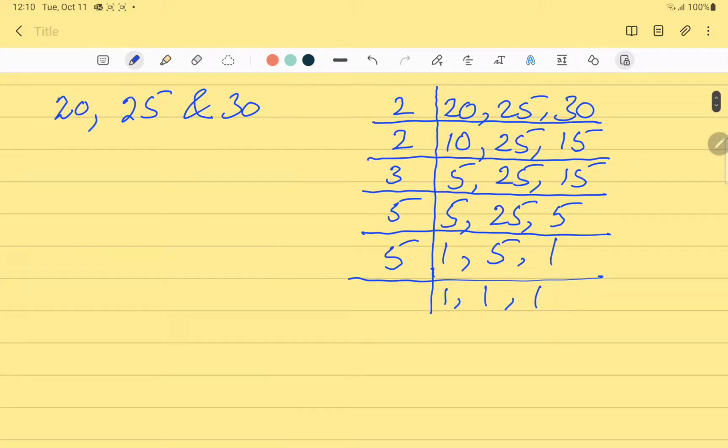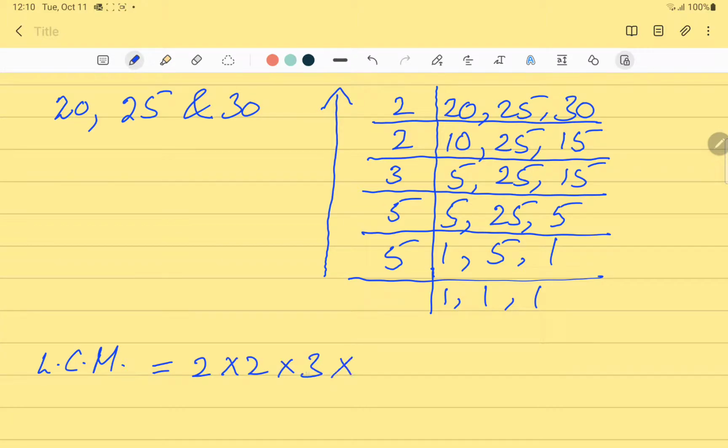Okay. Now since we have got all the ones in the bottom line, so now we can go ahead and calculate the LCM. So LCM will be the product of all these prime numbers. So LCM is equal to 2 multiply by 2 multiply by 3 multiply by 5 and multiply by 5, and the answer in this case is 300.